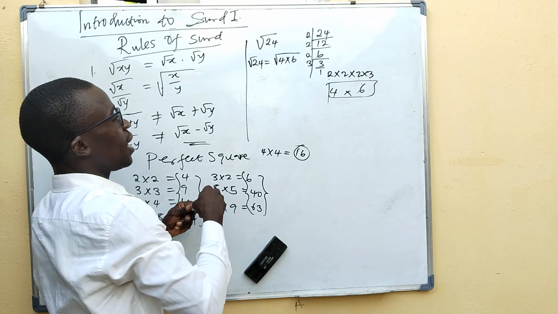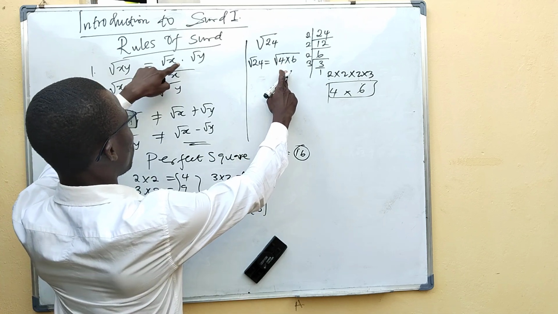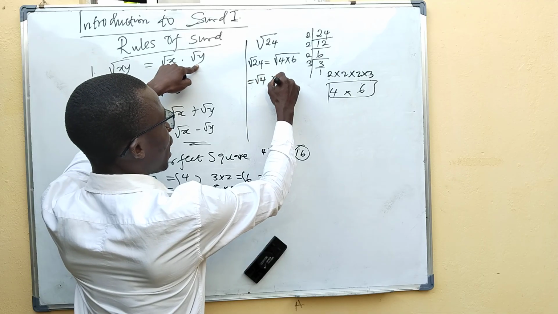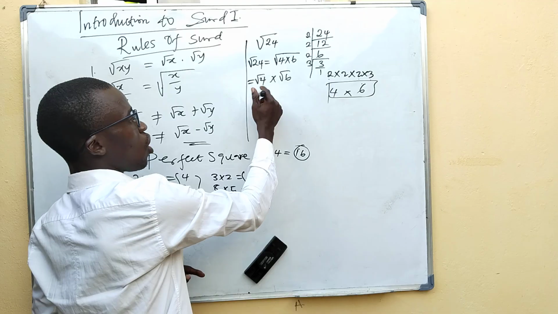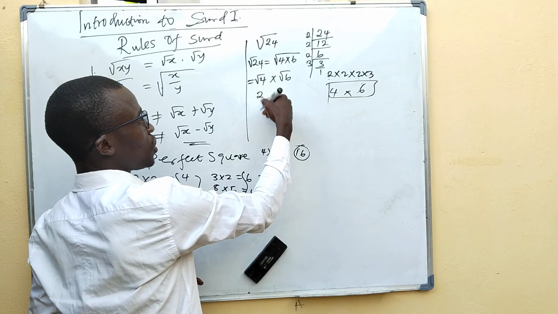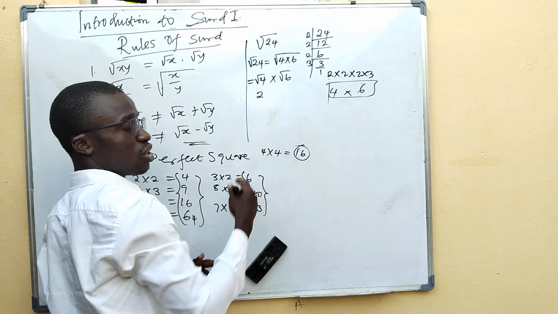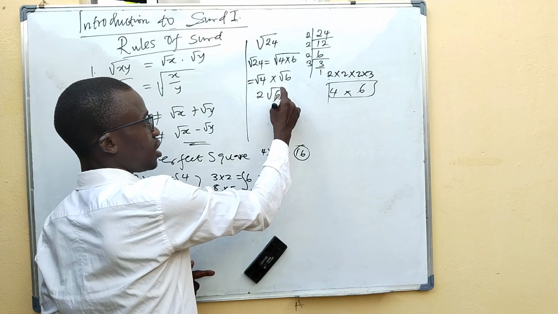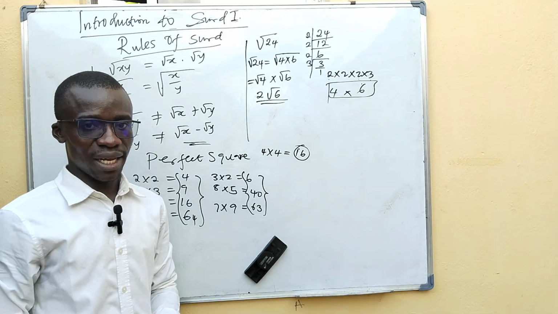The next thing, remember, if you've gotten this in this form, you have to simplify it in this manner, which means square root of 4 times square root of 6. Square root of 4 becomes 2, and square root of 6 is an irrational number. So because of that, we leave it as root 6. This is an irrational number, so we leave it this way. I hope that is very clear.